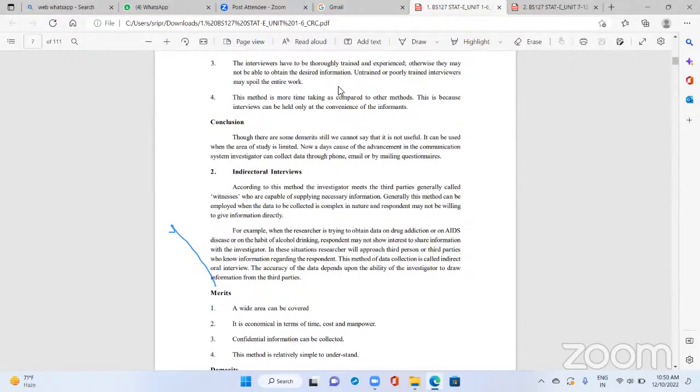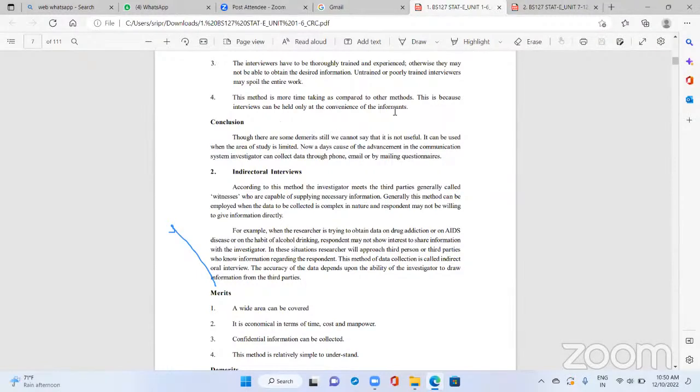Generally, the interviewers or researchers have the experience and skills for taking information from the respondents. The fourth one is that this method is more time-consuming as compared to other methods. It takes much more time because interviews can be held only at the convenience of the informant.